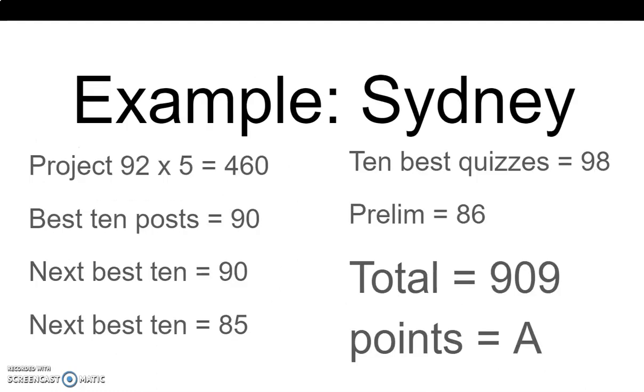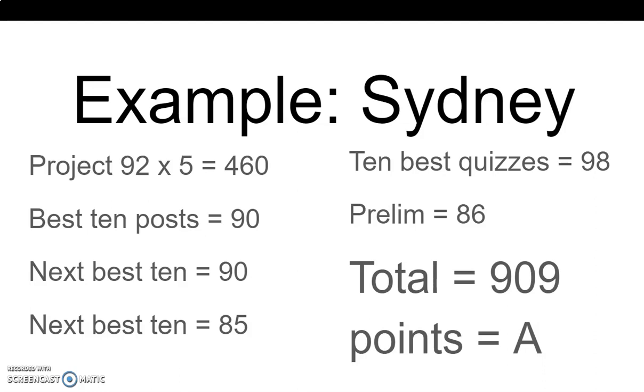Here's another example of Sydney. Sydney did exceptionally well on her final project, and so we're going to count that for the maximum amount of half of her grade. She did well on 30 of her posts. So we'll count the best 10 for 90, the next best 10 for 90, and the next best 10 for 85. She did fantastic on her 10 best quizzes, so that will be counted for 98 points.